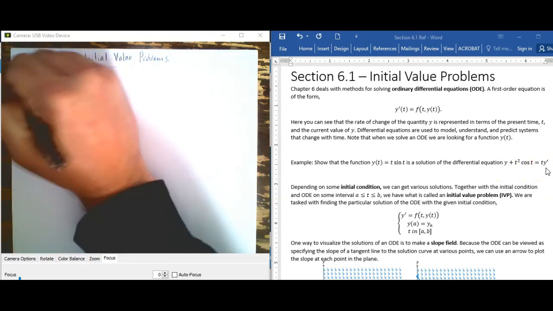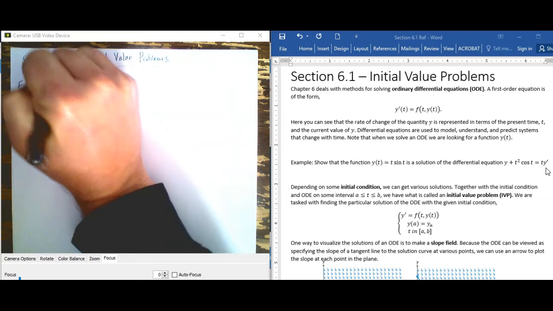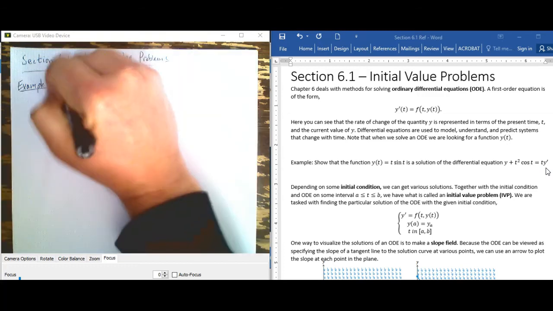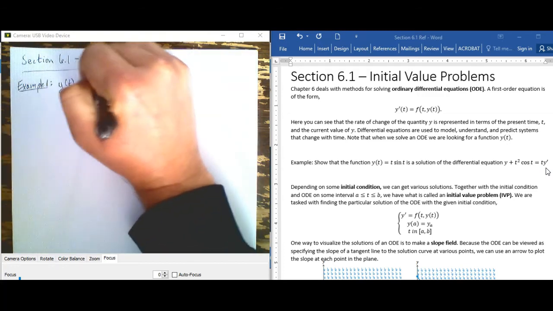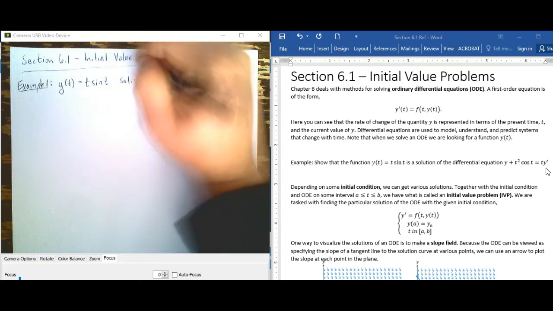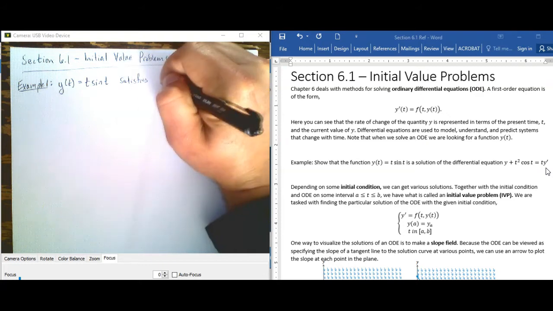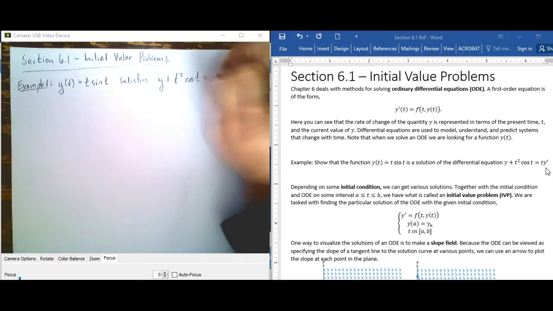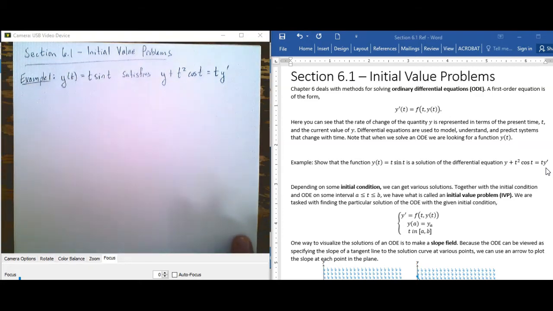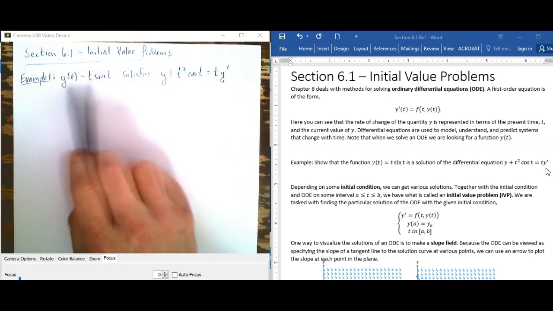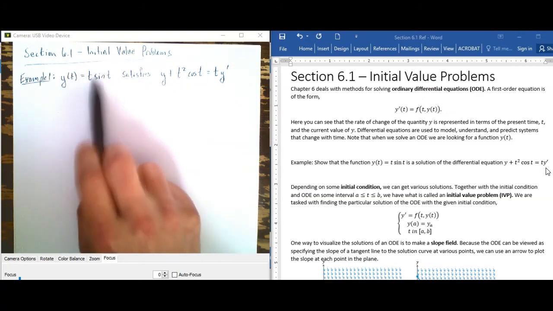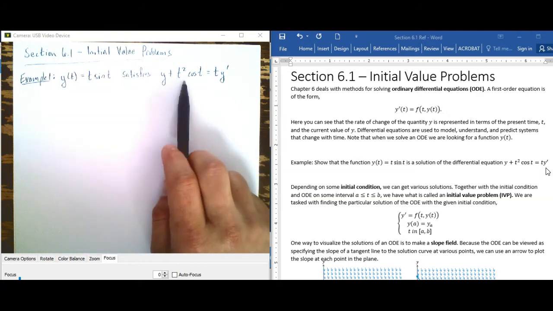So let's look. To show that this function y of t equals t sine t satisfies y plus t squared cos t equals t y prime, all we need to do is check that if we plug in t sine t for y and the derivative of this for y prime, we get an equality on both sides.